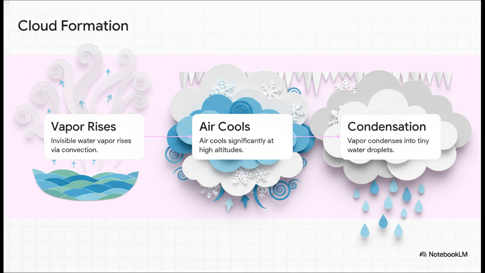Cold air simply cannot hold as much moisture as warm air, so the vapor is basically forced to transform back into a liquid state. It condenses into microscopic, tiny water droplets. The invisible suddenly becomes visible again.